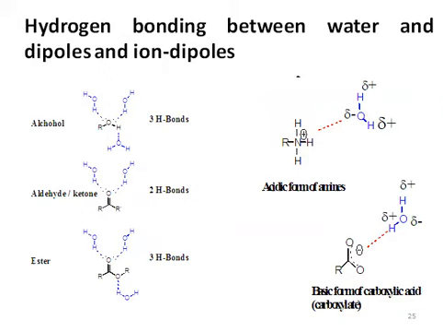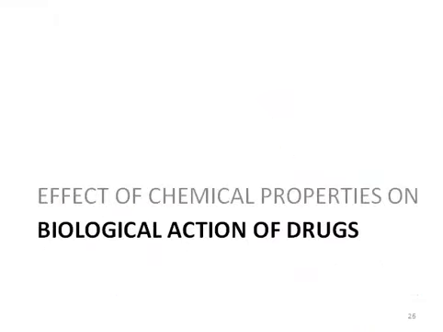So both types of interactions can exist for hydrogen bonding. Hydrogen bonds can be between water and a neutral molecule, and they can also be between water and some ionic species. So after we have studied the physical properties, now we will consider the biological actions or the biological activities.